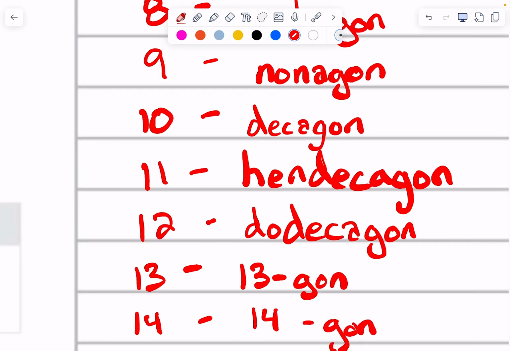So why can't 11 and 12 be 11gon? I don't know. Typically after you get 12 sides, it is very smooth on the edges anyway, and it really just resembles a circle at that point. Okay, so anything 13 and beyond is called a 13gon, 14gon, 15gon, whatever, okay?